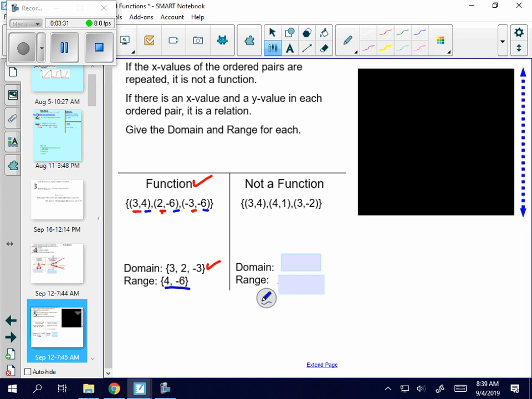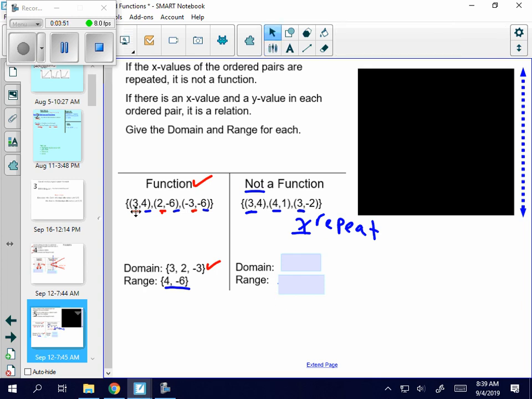All right, the next list of ordered pairs is a relation, but it's not a function. Notice my x values repeat. It's x that is repeating. When it repeats, we are not a function. Now we can list our domain. I see 3, 4, and 3. You know I'm not going to list that 3 2 times, so it's 3 and 4. For the range, I see 4, 1, and -2, and it is preferred that you list those in order from least to greatest.